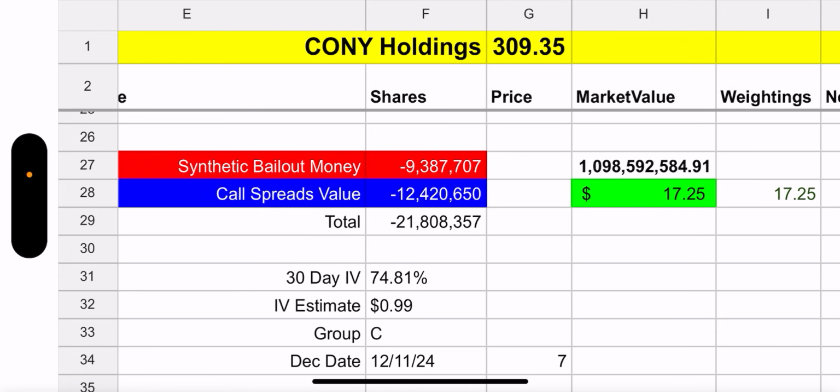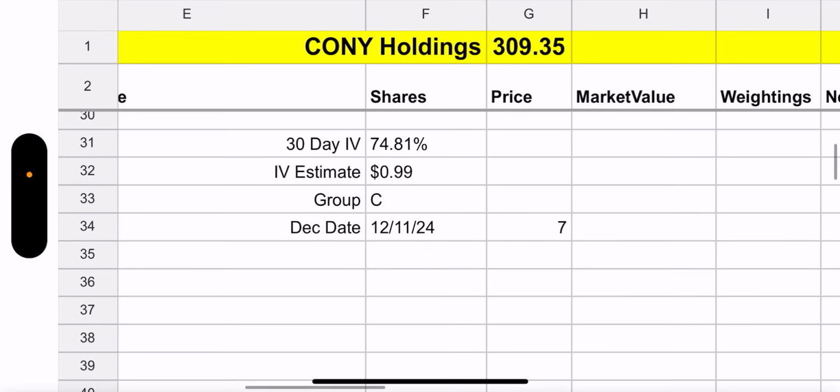For the people that bought CONY at 11? Good for you, man. You're a man or a woman. All right, 30-day IV, 74%. IV estimate, 99 cents, which hey, we'll take it. Group C declares again next week, so we will save the excitement for next week for CONY shareholders.